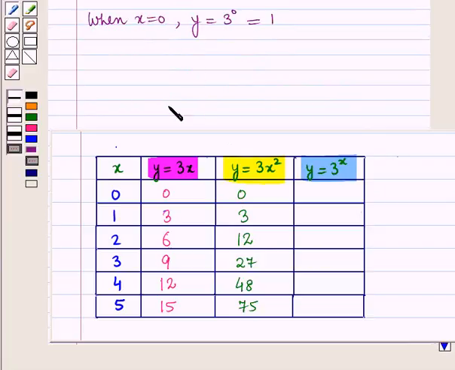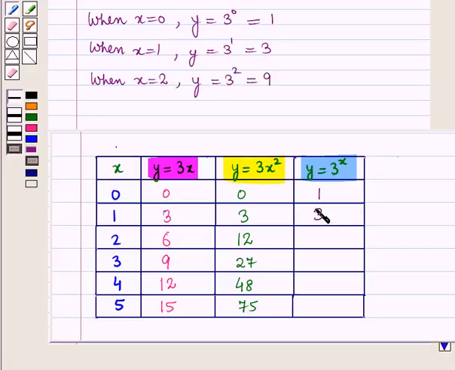Now in this column we have the exponential function y is equal to 3 raised to power x. Now when x is equal to 0, y is equal to 3 raised to power 0, that is 1. When x is equal to 1, y is equal to 3 raised to power 1, that is 3. When x is equal to 2, y is equal to 3 raised to power 2, that is 9.